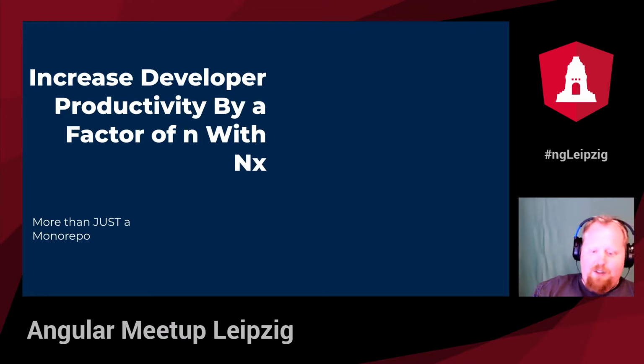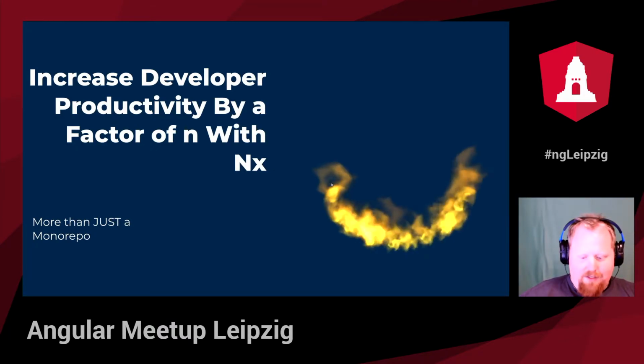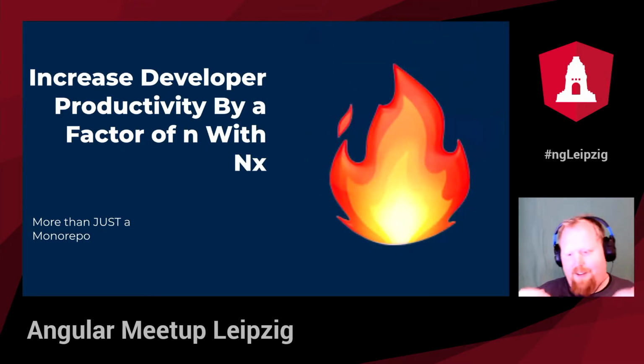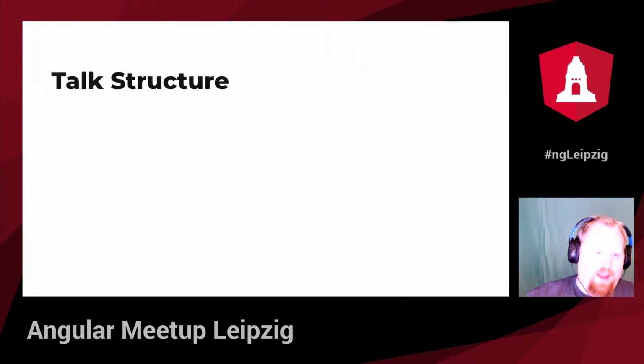So this talk is about increasing developer productivity by a factor of n. We'll see if it's actually a factor of n or not with NX, and more than just a monorepo. And the prevailing theme for this talk is fire, which is meant to represent passion and just that feeling of resonance that comes to developers when they're working with a really good tool set. And we'll see this kind of play out through the structure.